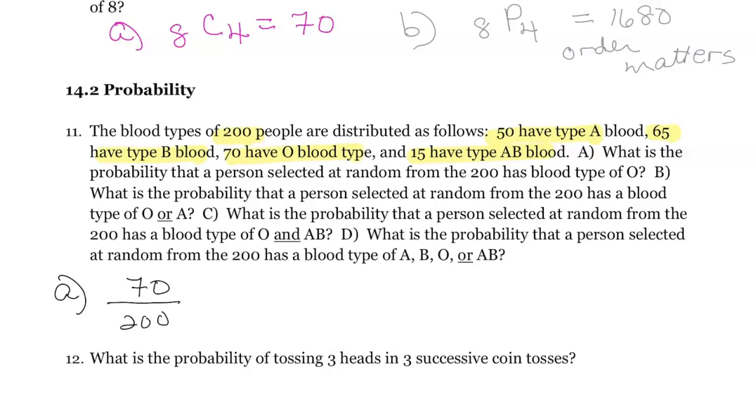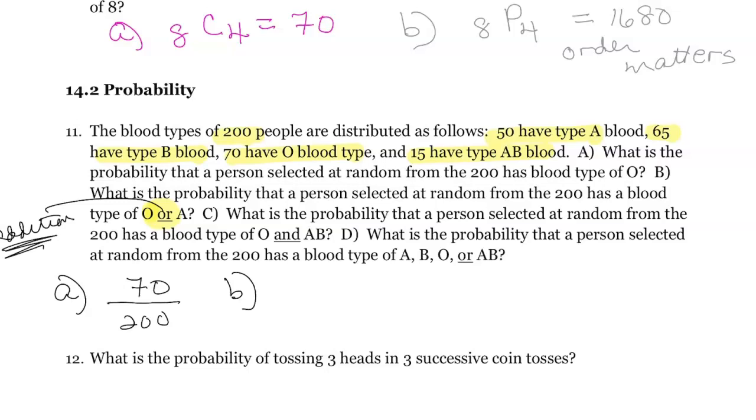Next one. What is the probability, so this is B, that a person selected at random from the 200 has a blood type of O or A? Okay, huge thing. When you have or, I want you to think addition. Okay, or tips the scales to addition.